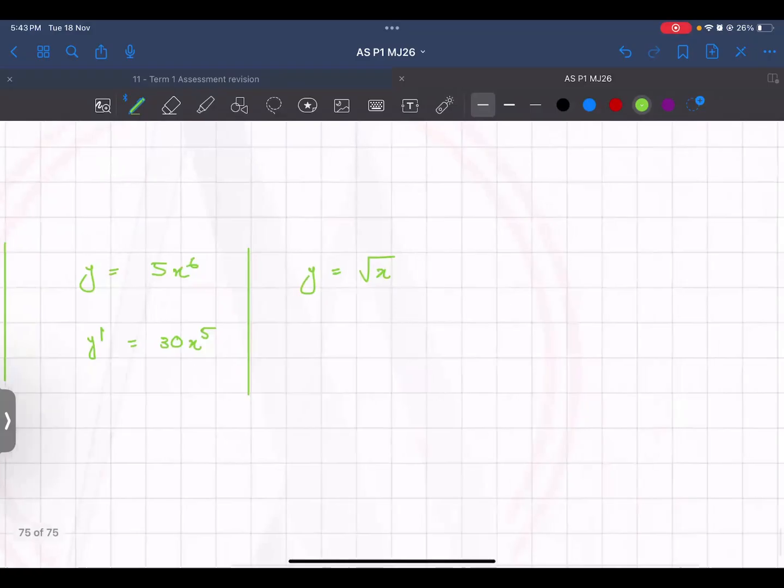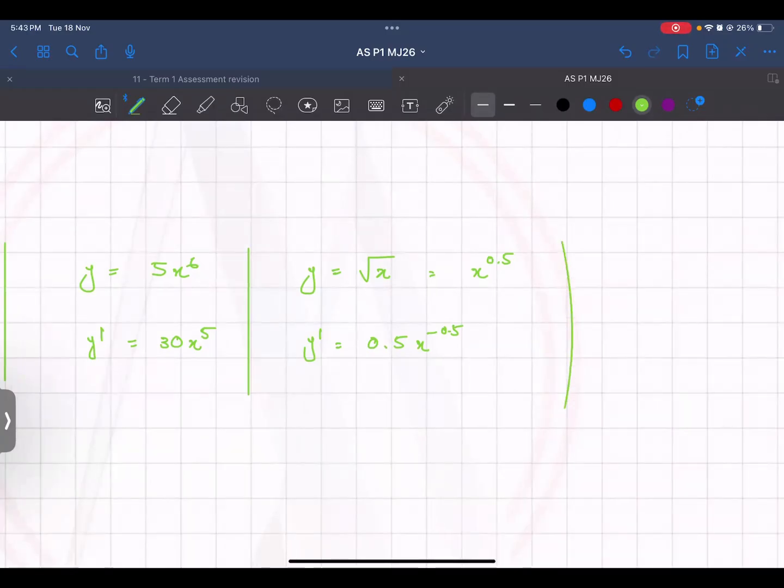Then the third example, let's suppose you have y equals under root x. Under root x means that it has a power of 0.5. Now if you want to find the derivative, the 0.5 power will come down and multiply, and the x power will be reduced by 1. So 0.5 minus 1 will be minus 0.5. So this is your derivative.